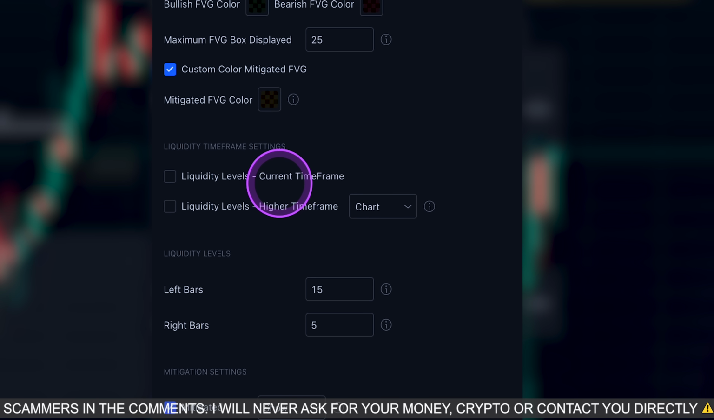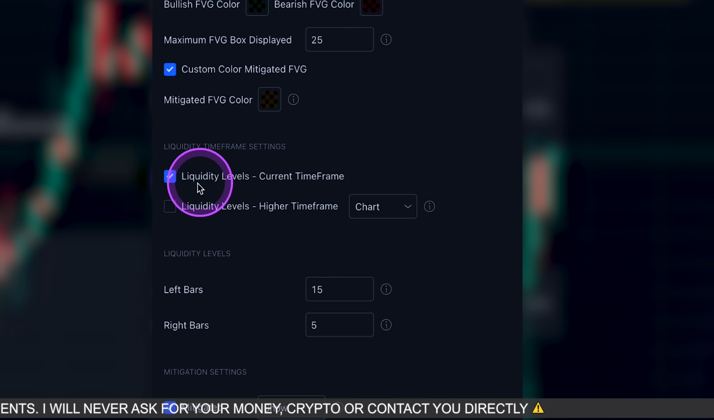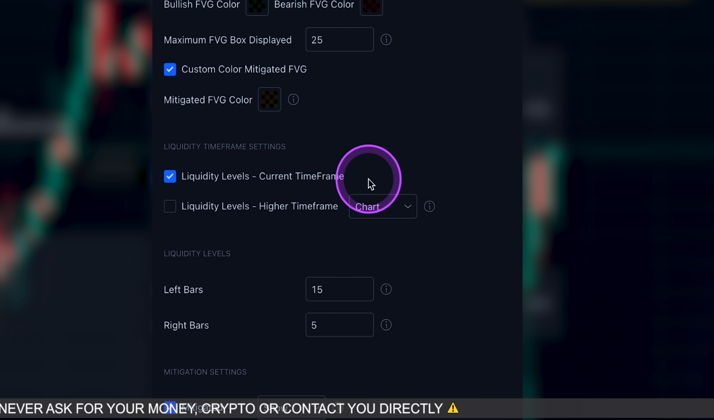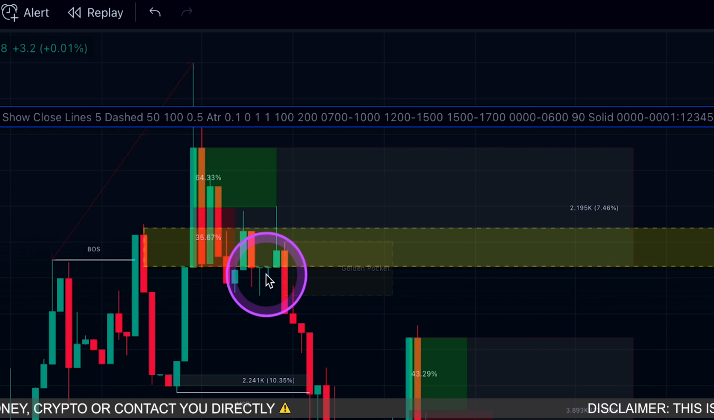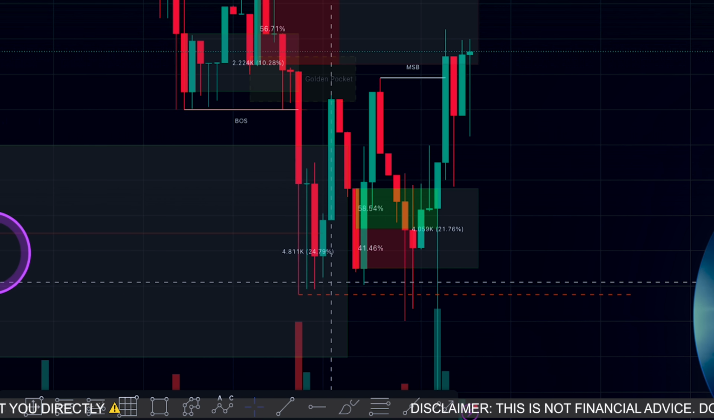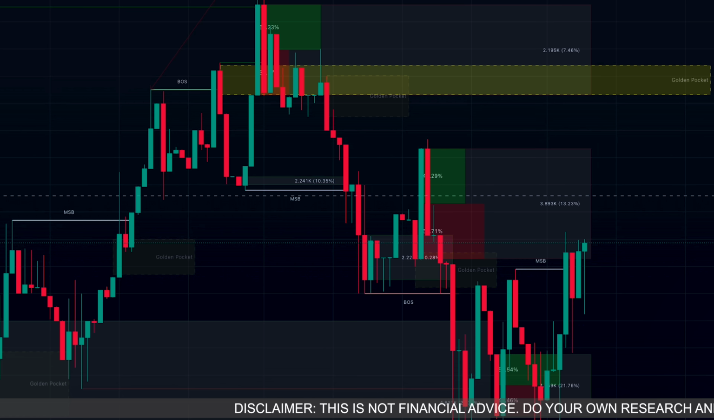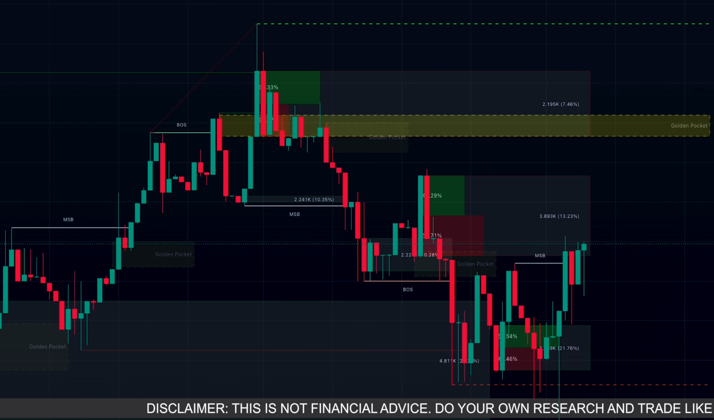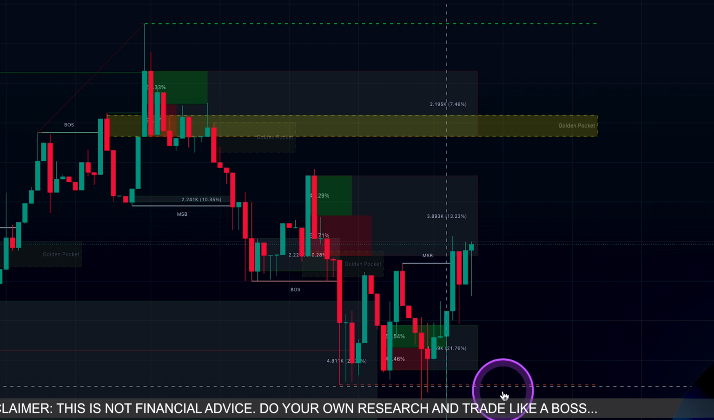Moving on here, we have liquidity levels. Now you can have liquidity levels and also the order blocks on two different time frames. I'm going to keep it on the current time frame for the moment myself. This is going to put some lines up the top here and at the bottom. It's going to be these green and red lines here. Now, often there's going to be a lot more than this. I'm currently on an 8-minute time frame, so there's not that many at the moment. And what it will do is leave you with some green lines and some red lines here.